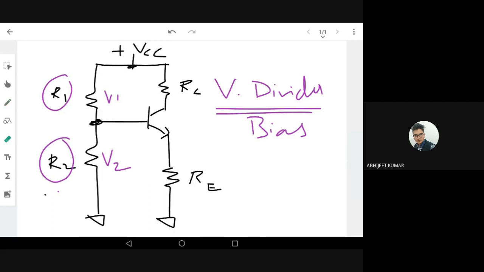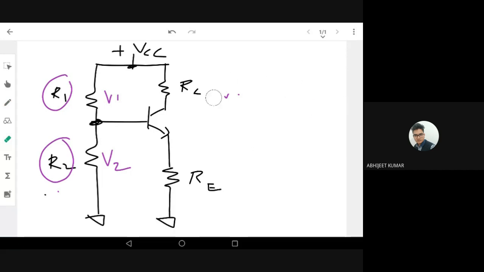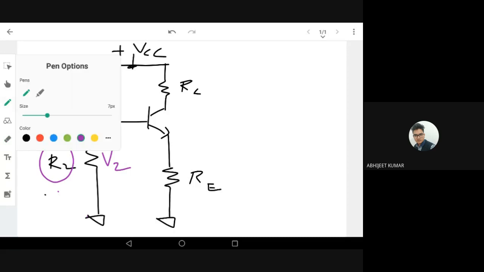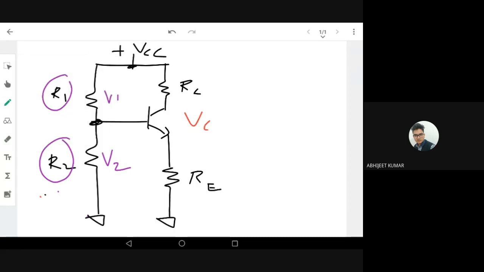Let's see what the advantages of voltage divider bias are. Let's try to calculate VCE and IC, which is my operating point, for the voltage divider bias.